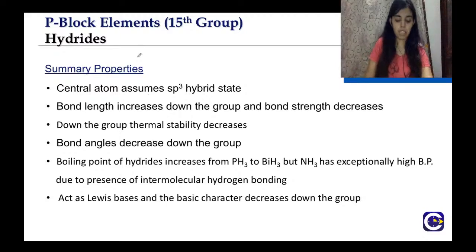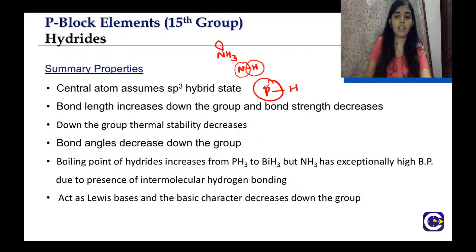Now we will see the summary of properties. The central atom assumes an sp3 hybridized state. We have already done that. NH3, if you see the hybridization, is sp3, right? Tetrahedral. Similarly for PH3, SbH3, AsH3 also, right? Bond length increases down the group because of the increase in size. For example, nitrogen and hydrogen are both smaller, so the bond length will be shorter, while phosphorus is a bigger atom, so the phosphorus-hydrogen bond length will be larger than that of the nitrogen-hydrogen bond.